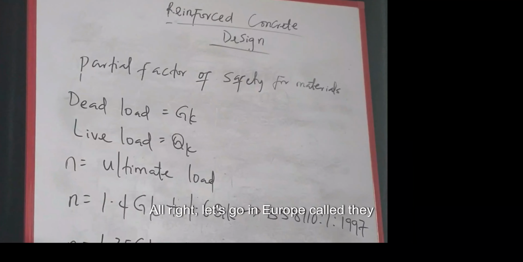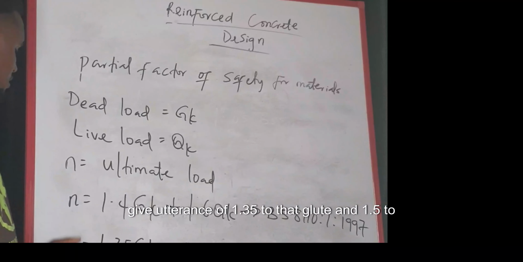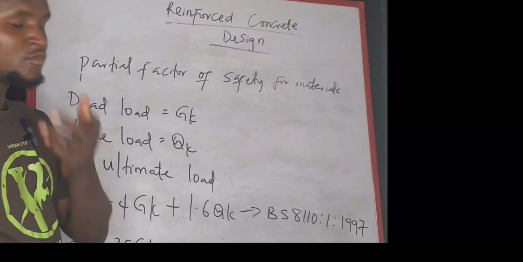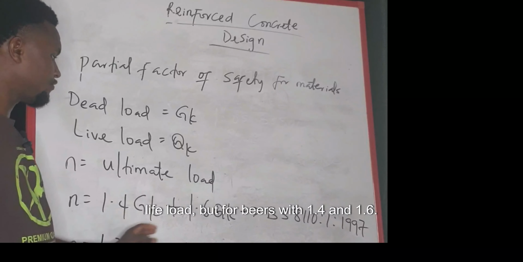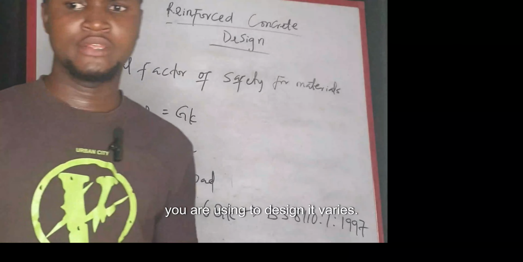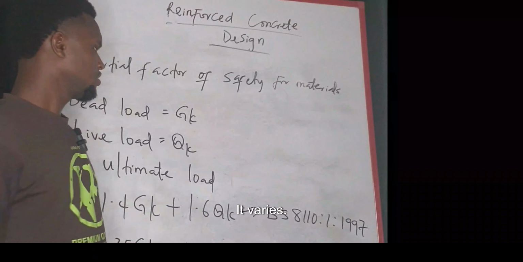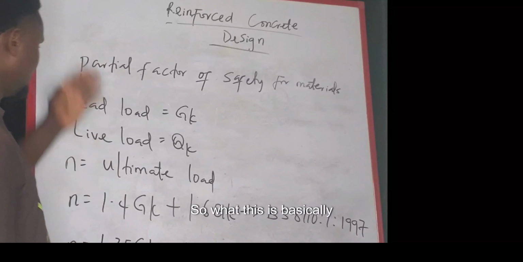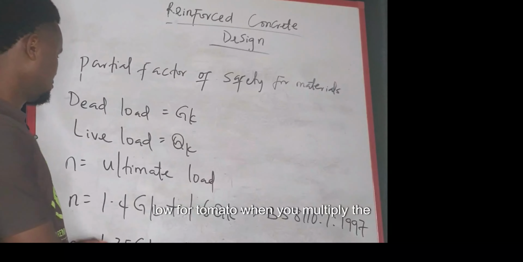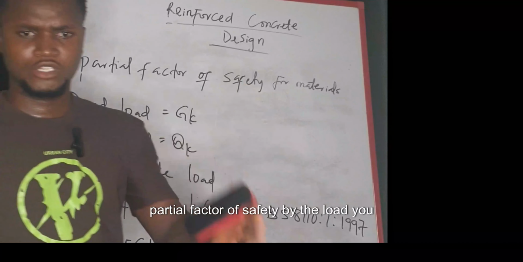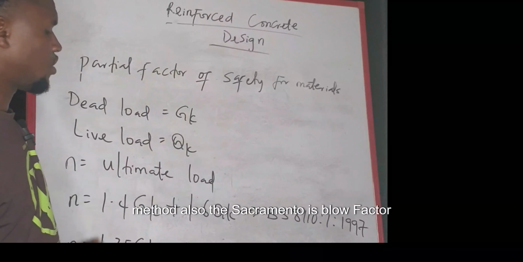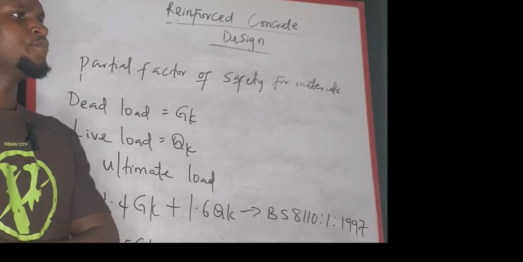Alright, let's go. In Eurocode, they gave a factor of 1.35 to dead load and 1.5 to live load. But for BS code, it's 1.4 and 1.6. So depending on the code that you are using to design, it varies. So what this is basically is load factor method, when you multiply the partial factor of safety by the load you already have. So this second method is load factor method.